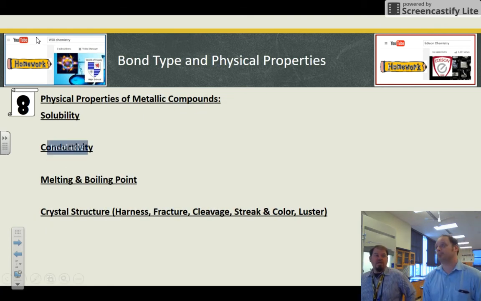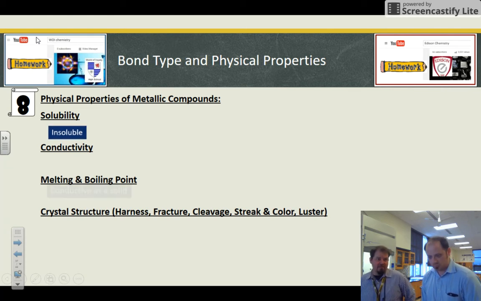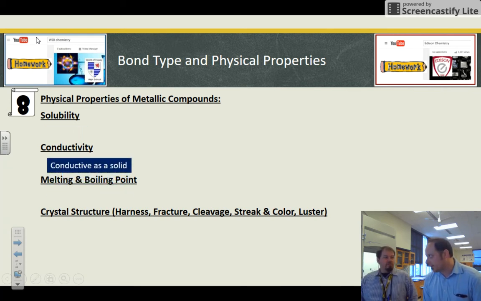Okay, metals. They are going to be insoluble in water. Like full metal, solid. It's not going to dissolve. Put an aluminum can in water, nothing happens. This is the only thing that actually conducts electricity as a solid.